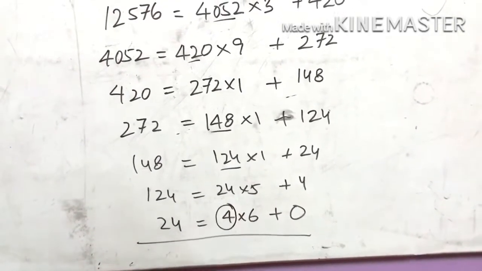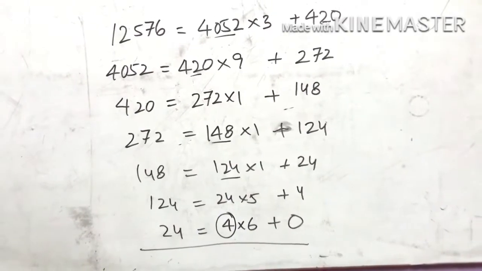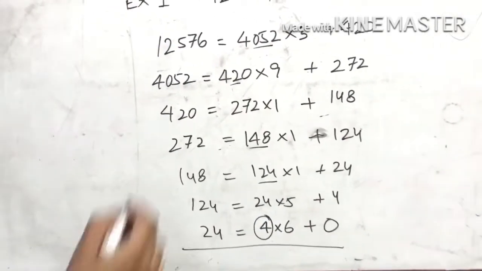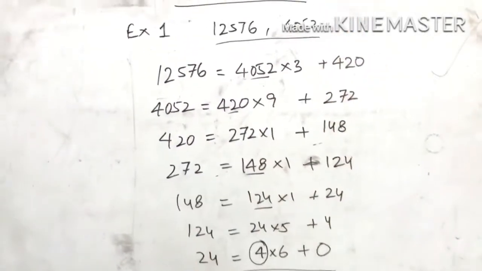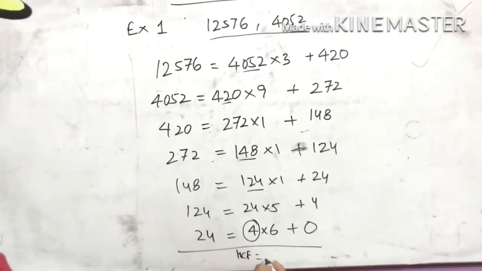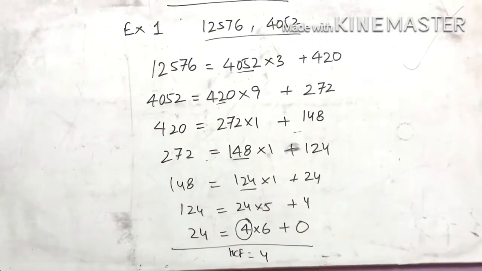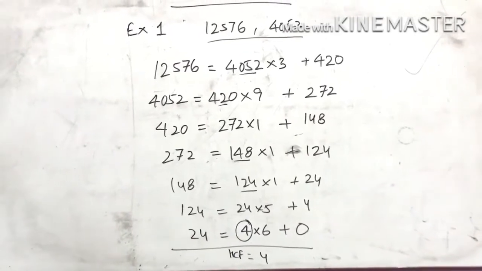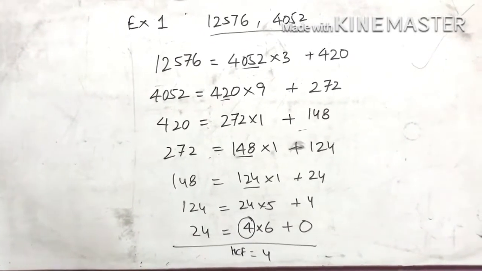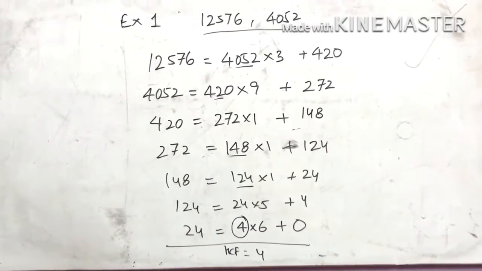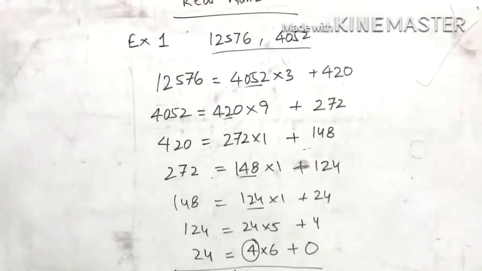So who is divisor here? 4. So what does it mean? These two numbers HCF will be 4. This is example number 1. You can do it by yourself also by calculations. Now let's go to example number 2.